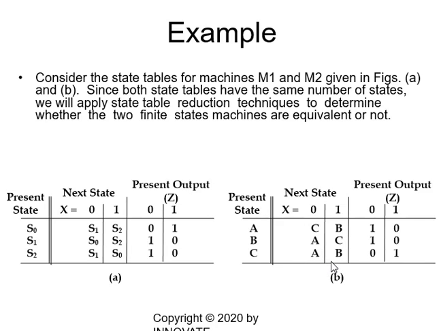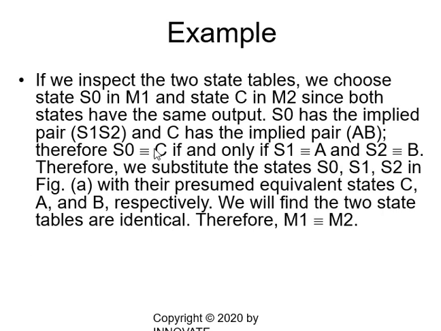So if we do that, you will find the two machines are really equivalent. S0 has implied pair S1, S2, and C has implied pair AB. Therefore, S0 is C if and only if S1 is equivalent to A and S2 is equivalent to B. Therefore, we substitute states S0, S1, and S2 in figure A with their presumed equivalent states C, A, and B respectively. We'll find the two state tables are identical. Very easy way to do it, just by inspection.